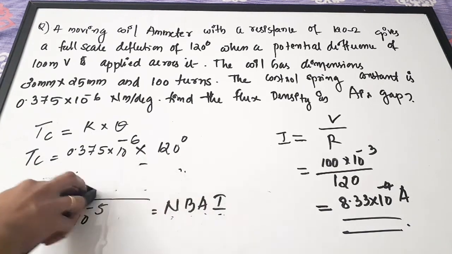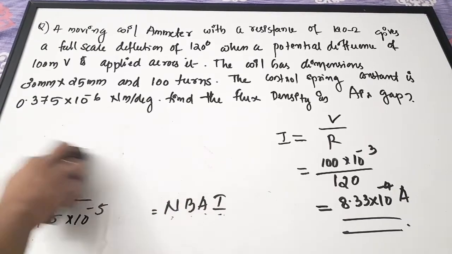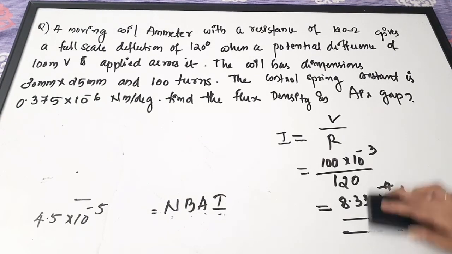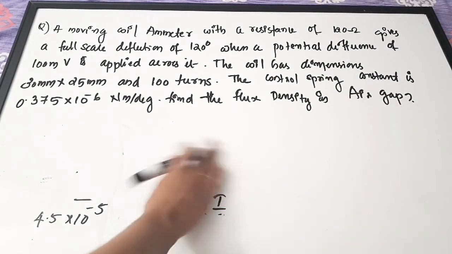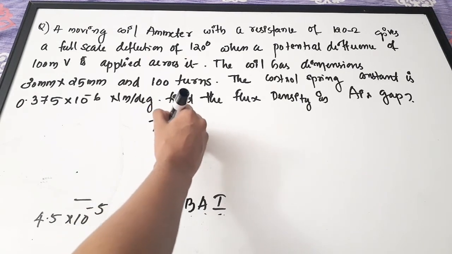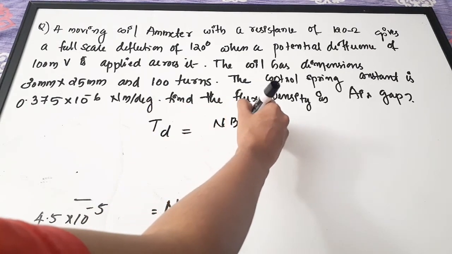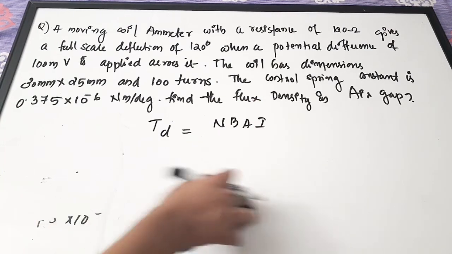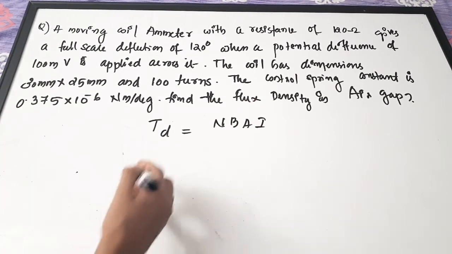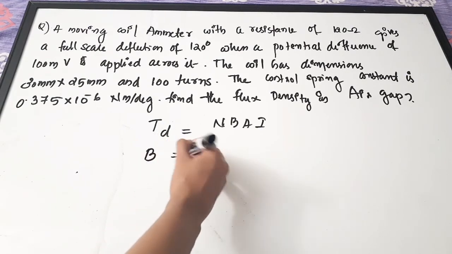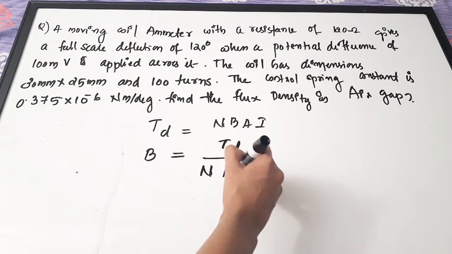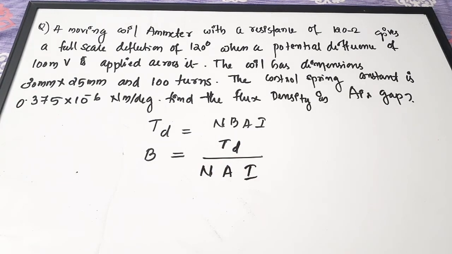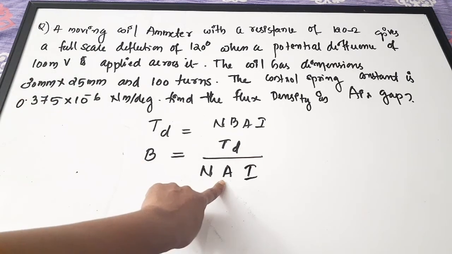I'm going to remove all this, and I will write a neat equation to find the flux density B. This is the equation, TD is equal to N into B into A into I. I'm going to substitute in that equation. First I'll write it in the form of B. B will be equal to TD by N into A into I. Here A is not directly given, but L and the dimensions are given. If you take the product of length and breadth, you will get the area of the coil.